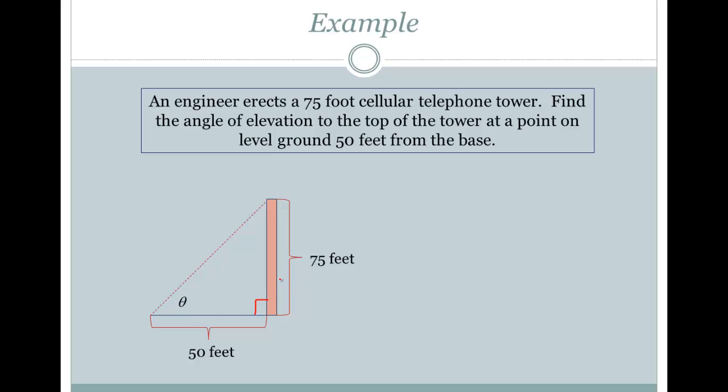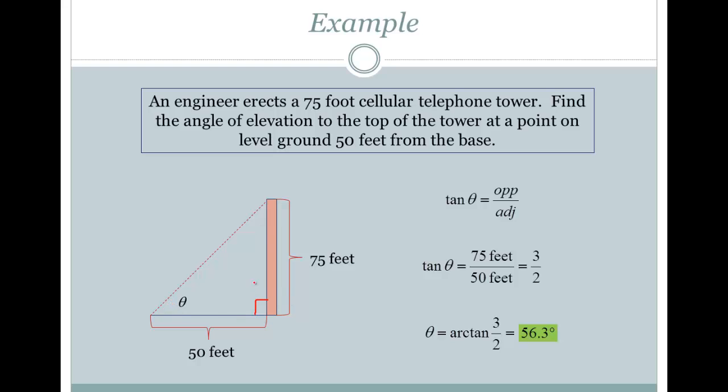And so I know I have the opposite and adjacent side. I can use tangent, and I can say tan theta is opposite over adjacent. So 75 feet over 50 feet, or 3/2. Now to find that value, I take the arctan of both sides, plug it in the calculator, I get 56.6 degrees. So that's what that angle is there.